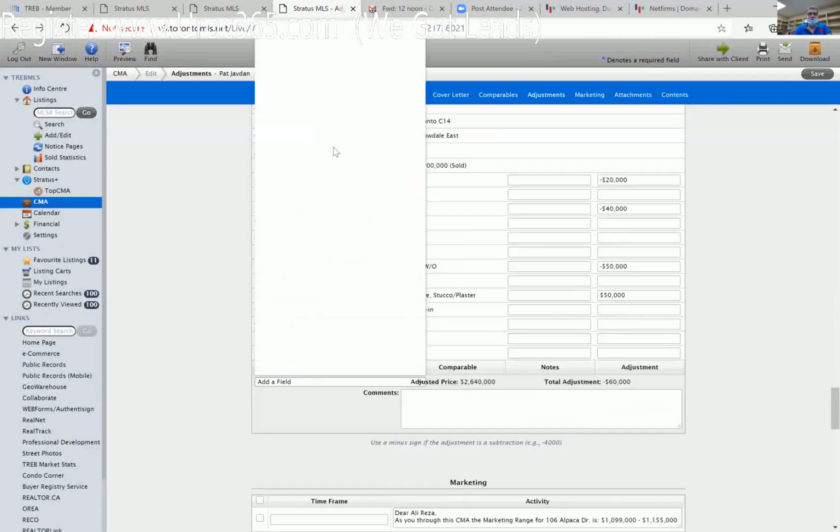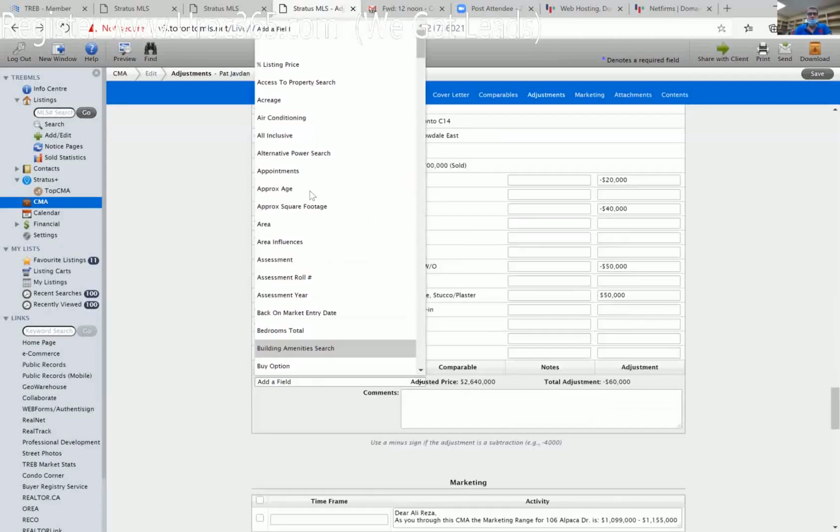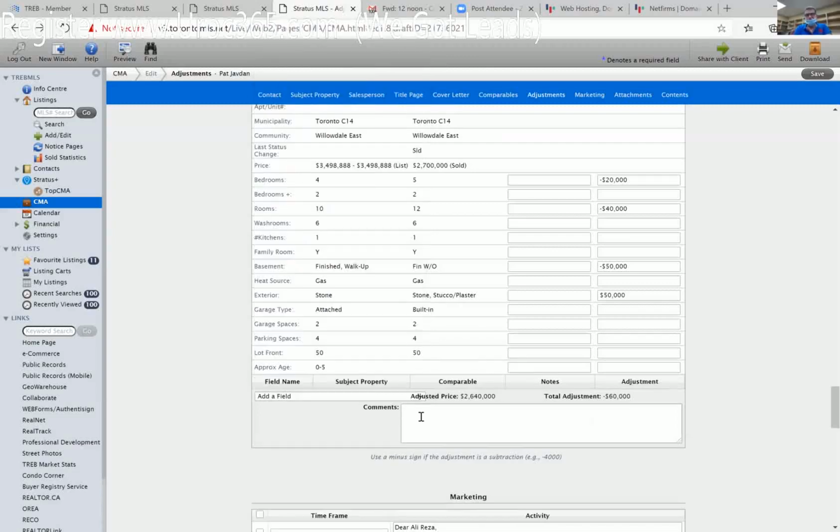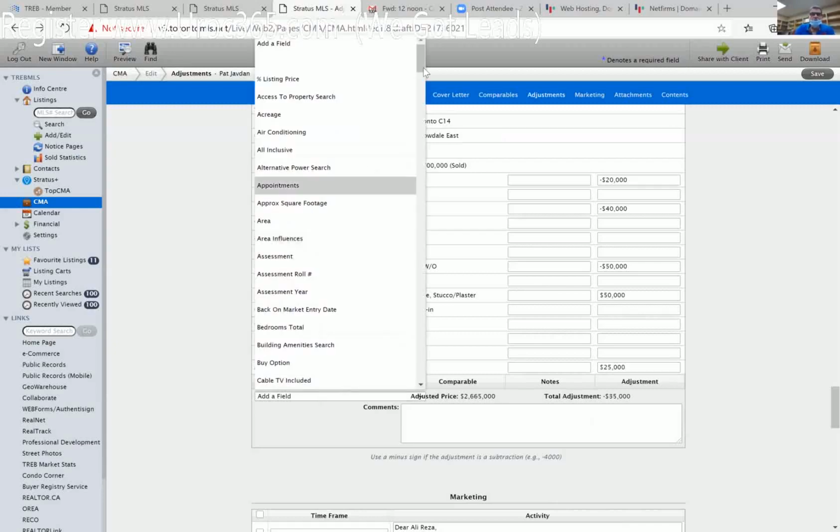Now we go to the age of the property, approximate age. Square footage is one thing. It's almost 1.5 years. Consider something like around 0.5. That one is older. It's something like around 20,000, maybe 25,000. Add another field.